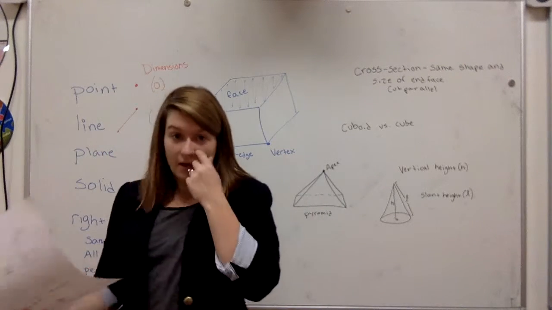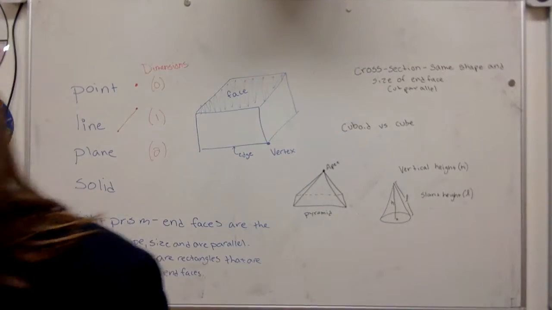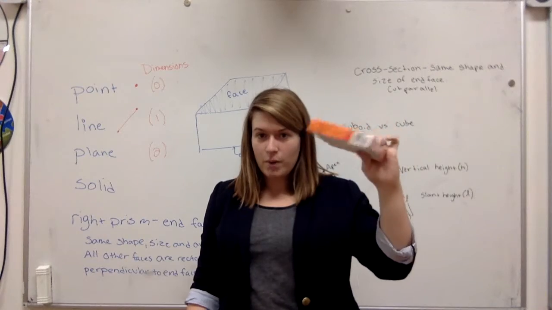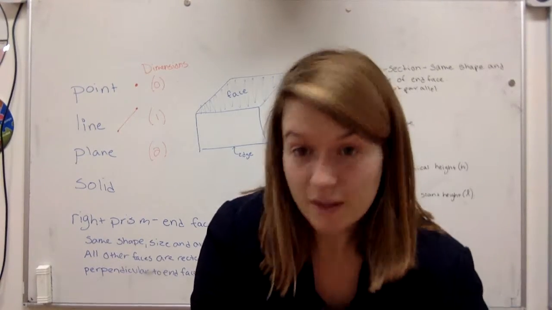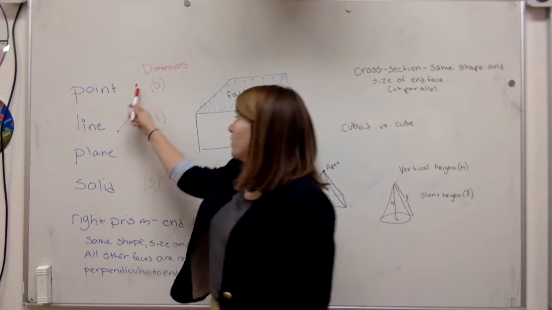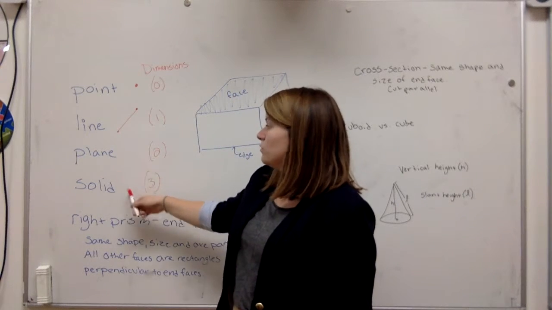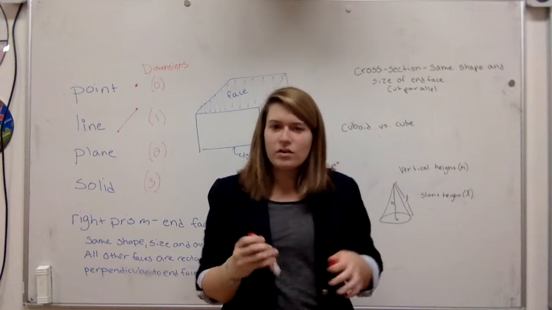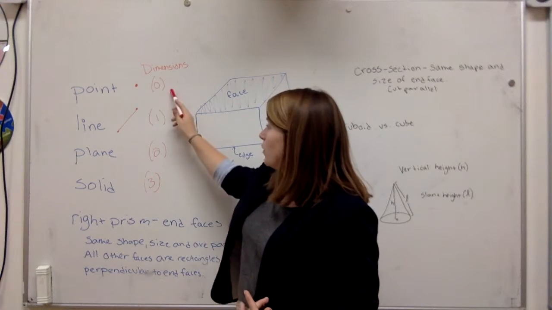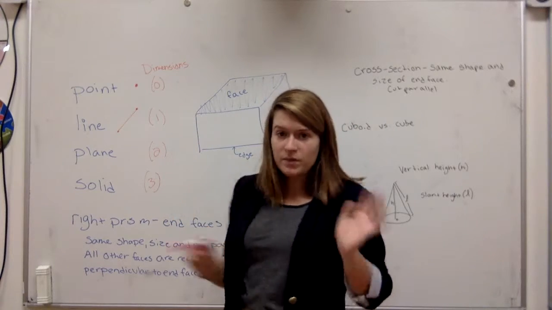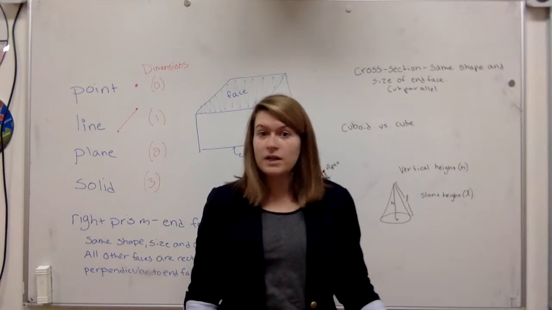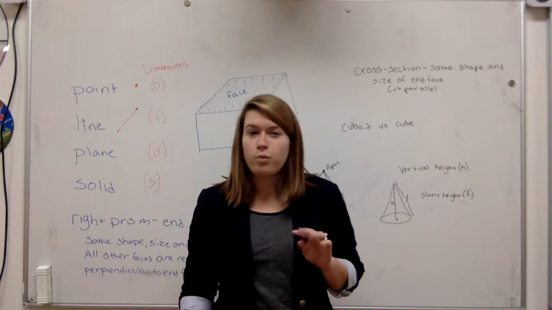And then we have a solid. I have a couple solids here, like this tissue box or this math bingo box. Solids are in 3 dimensions. So point 0, line 1, plane 2, solid 3. You'll find out about dimensions in a little bit, but for now, just remember it goes point 0, line 1, plane 2, solid 3. Not too bad.